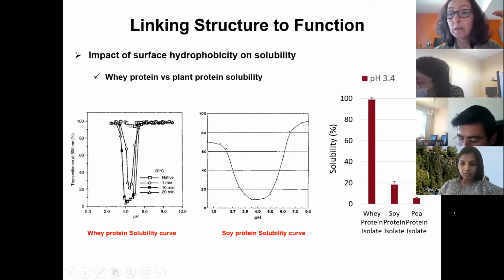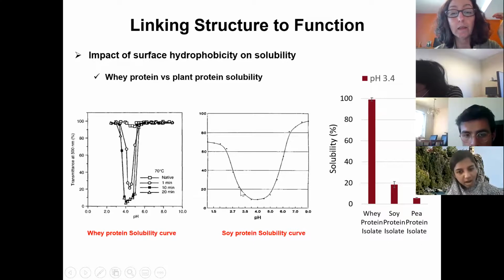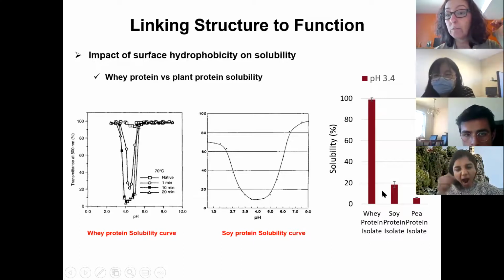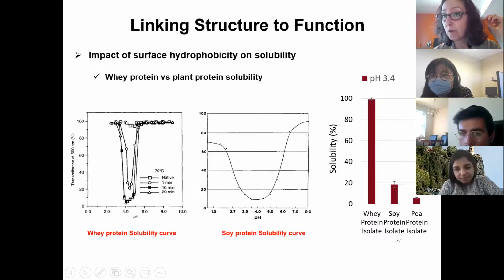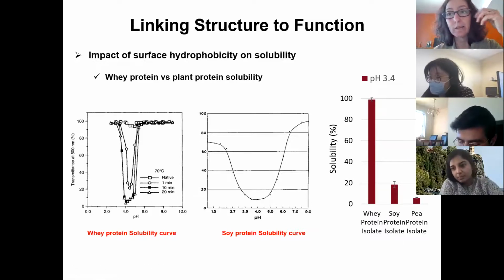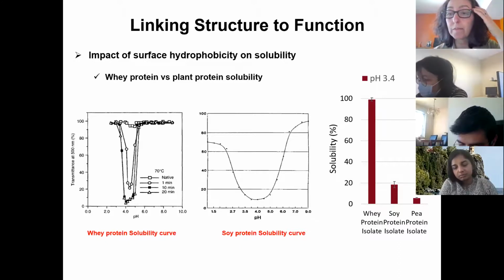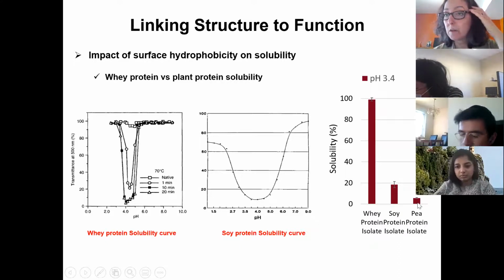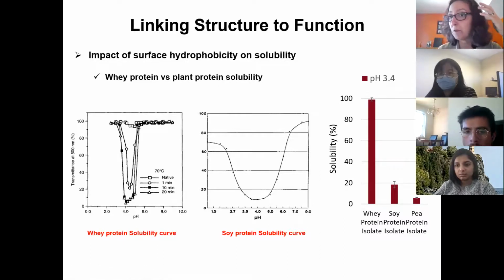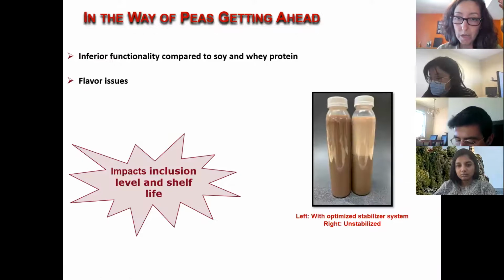However, soy at 3.4, it's really close to its isoelectric point. It's just around here, right? So it's not soluble. You have 20% solubility. It's close to its isoelectric point, very hydrophobic on the surface. It's not going to solubilize. Pea protein is even worse. So that's plant protein compared to whey protein in terms of solubility. So we have to always remember to link structure to function.